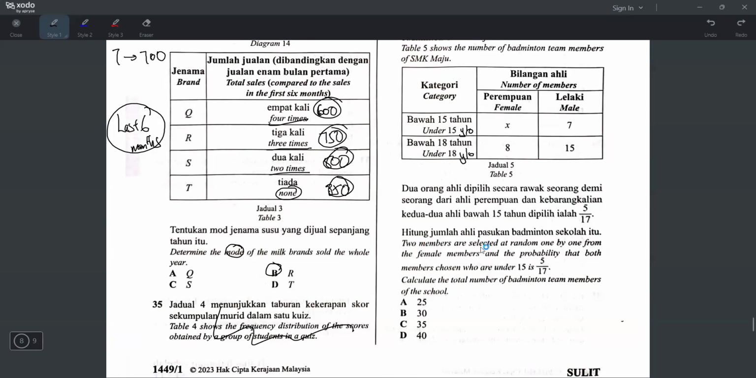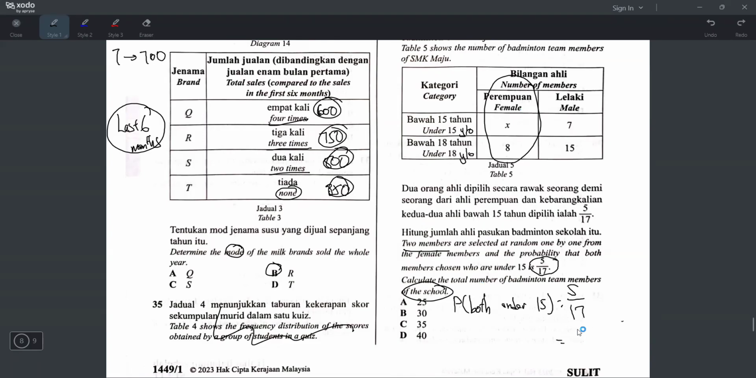Okay, 2 members are selected at random one by one from the female members. So we choose from the female members, choose 2 members. And the probability that both members chosen are under 15 is 5 over 17. And then they say calculate the total number of badminton team members of the school. Okay, you have to find X first. Ya, you kena cari X dulu. Kalau you tak cari X, macam mana nak cari jumlah semua?